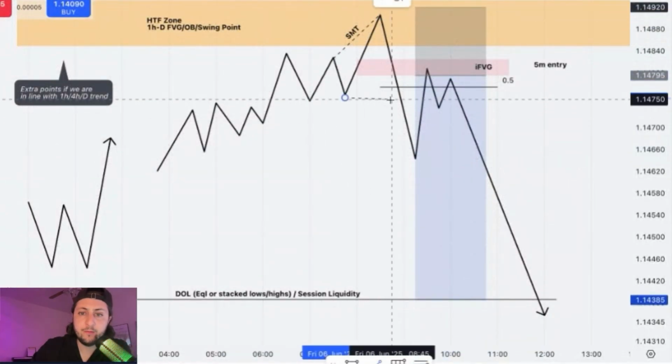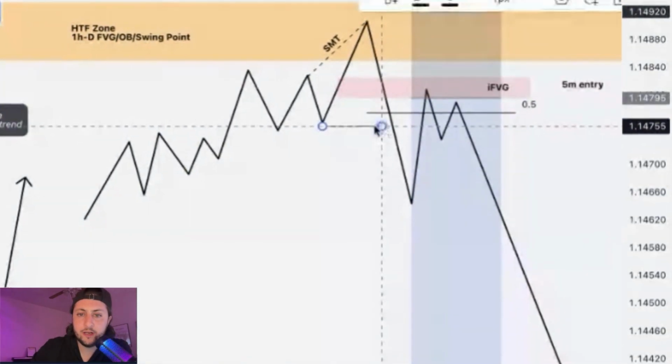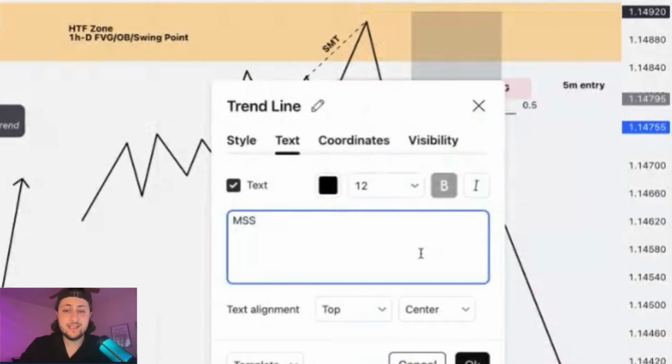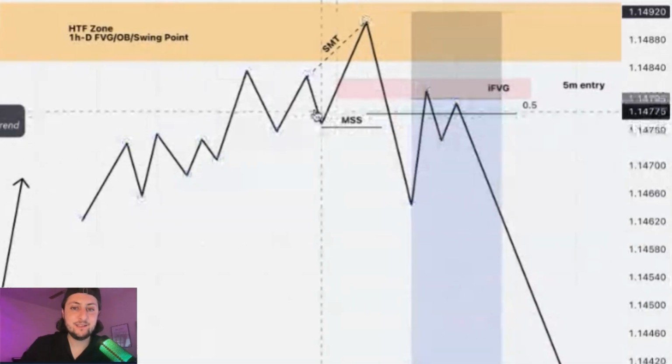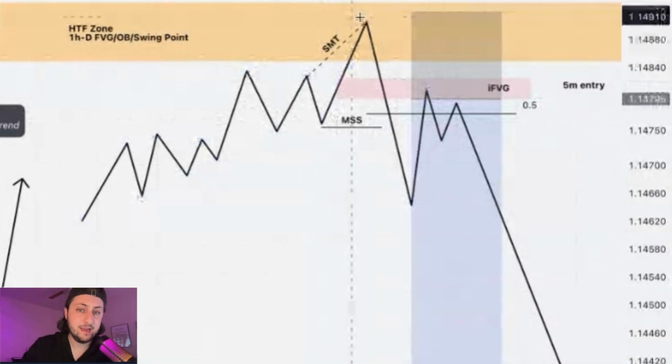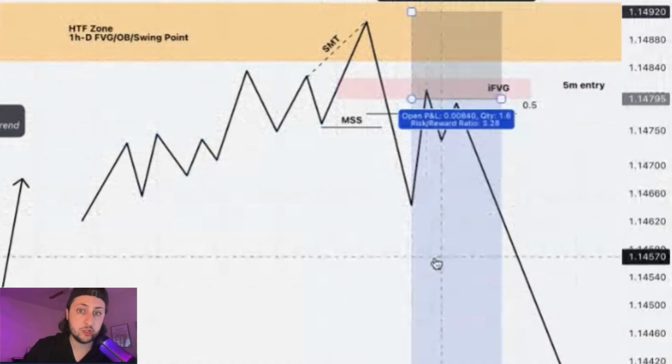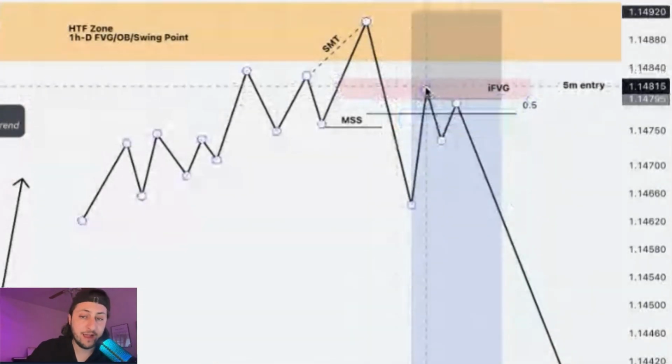I'm sure you remember that from the last video. Right here would be a valid market structure shift. Why is that? It is the last higher low that made a higher high, and then it was taken out. So there's your market structure shift as well, and your inversion fair value gap.